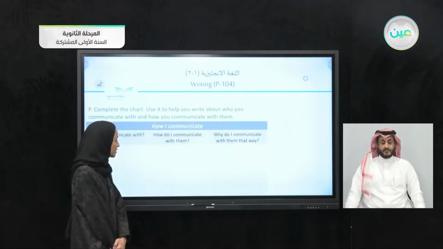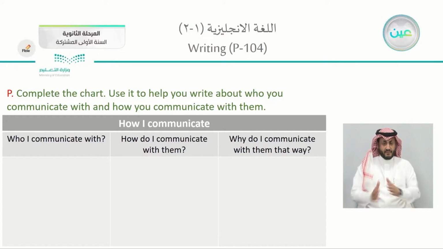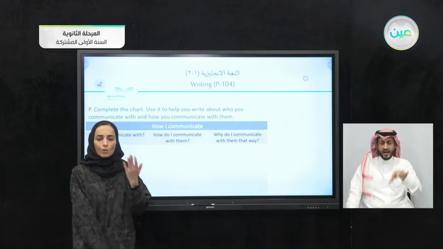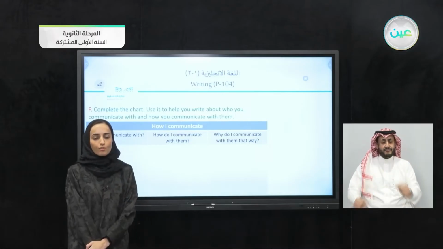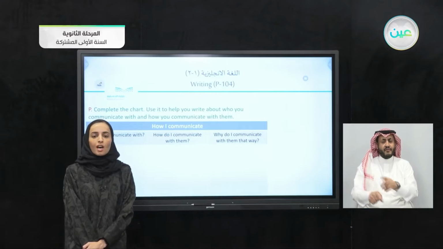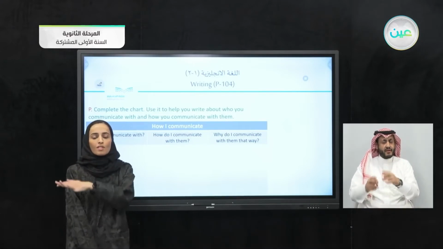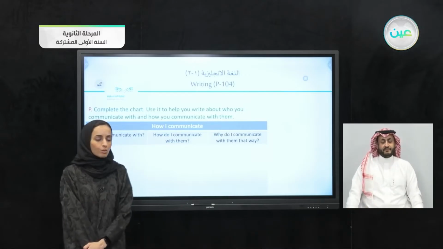So let's get started. The homework that you've got from the writing lesson, which was on page 104. This was the homework, which is exercise P. Complete the chart. Use it to help you write about who you communicate with and how you communicate with them. So we will choose a person and you will tell me how you communicate with this person, whether a friend, family, or a teacher. And then you will tell why would you communicate with them this way rather than any other way. Let's start with the first one.